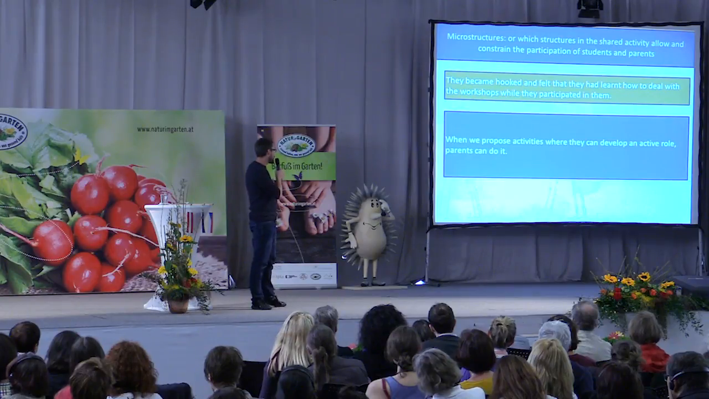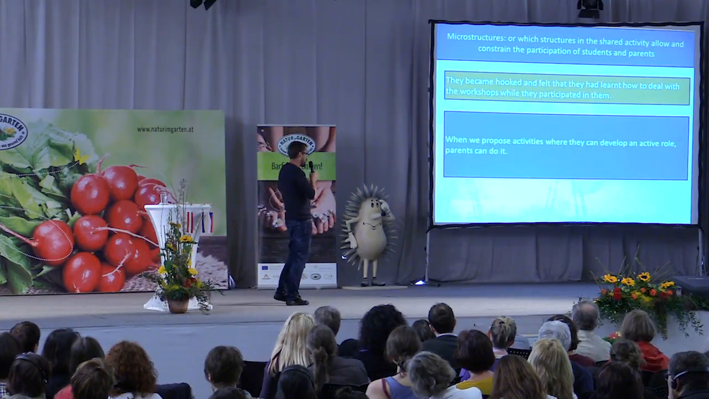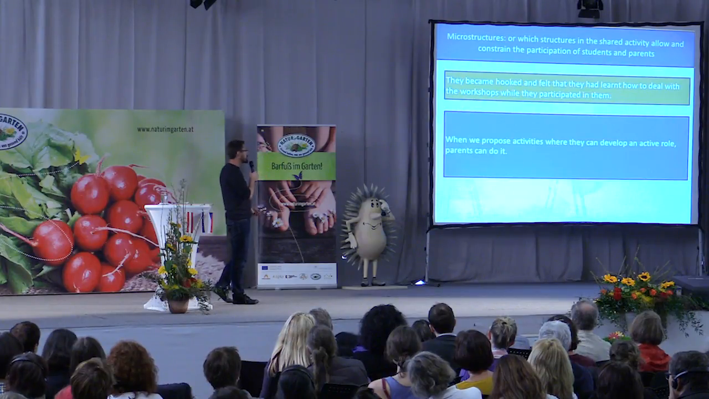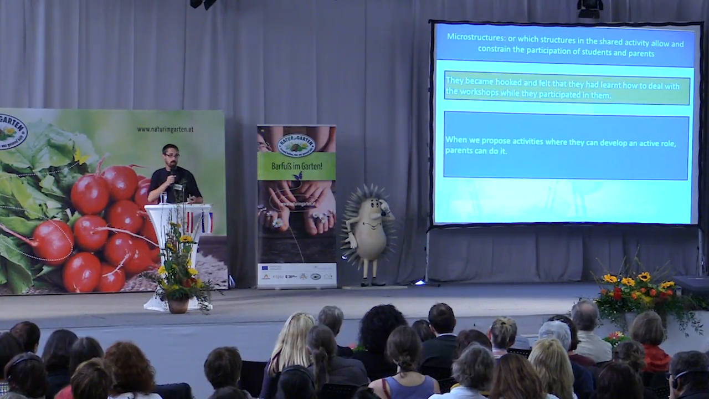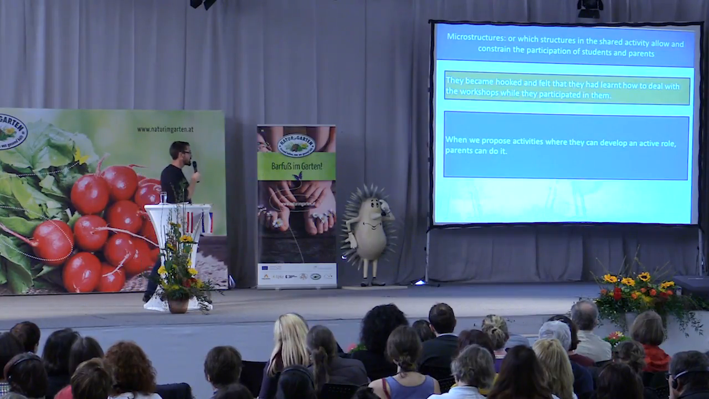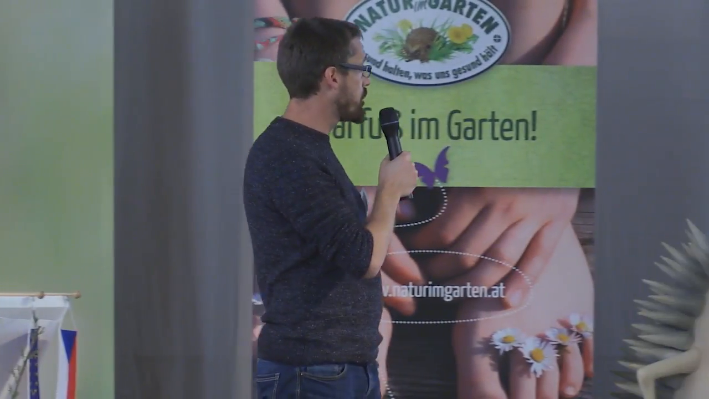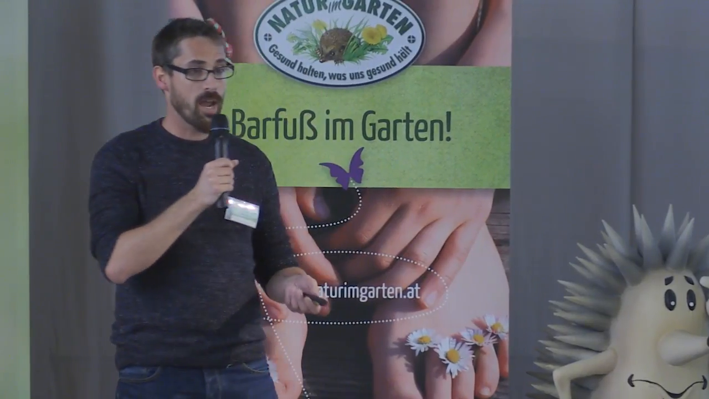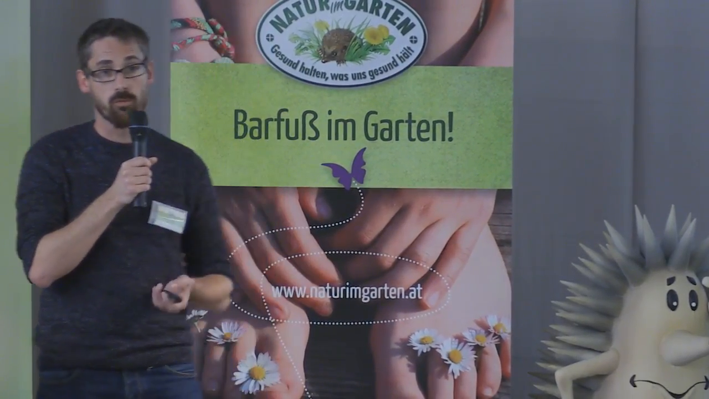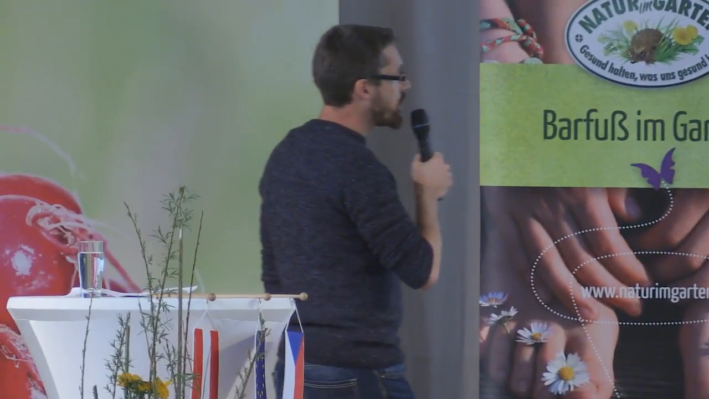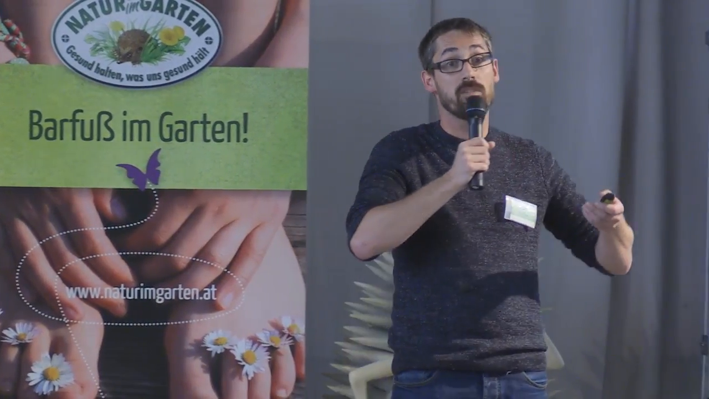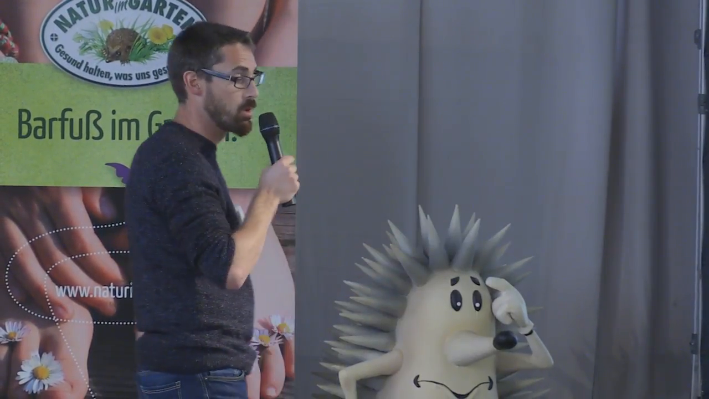And I think that in conclusion, we can say that when we propose activities where parents can develop an active role, parents can do it. So I think that it's important to promote these kinds of activities. Having said that, I think the answer to the question of why this engagement could be sustained for 4 years is more related with the vegetable garden itself. Because we realized that the vegetable garden, in fact, is a meeting point of different communities, people from different worlds.